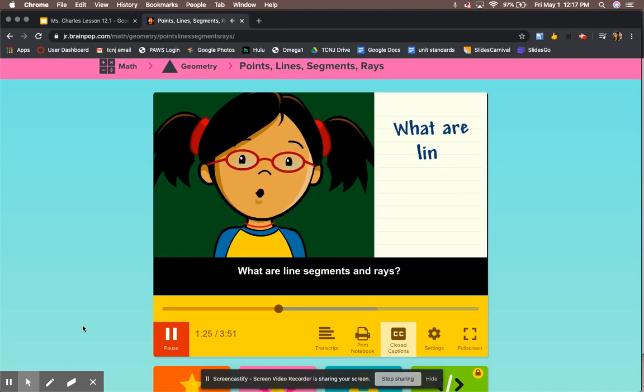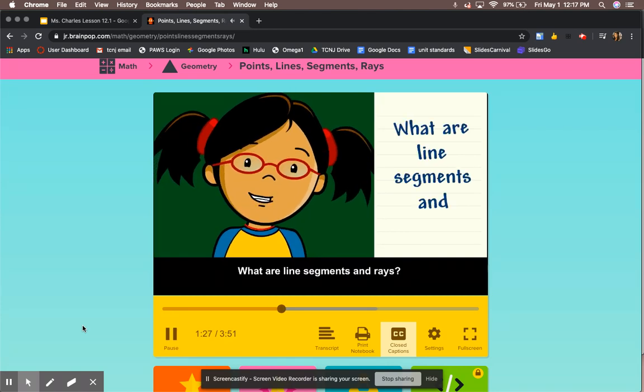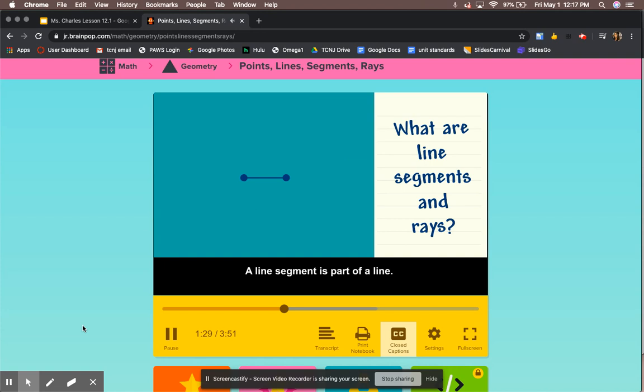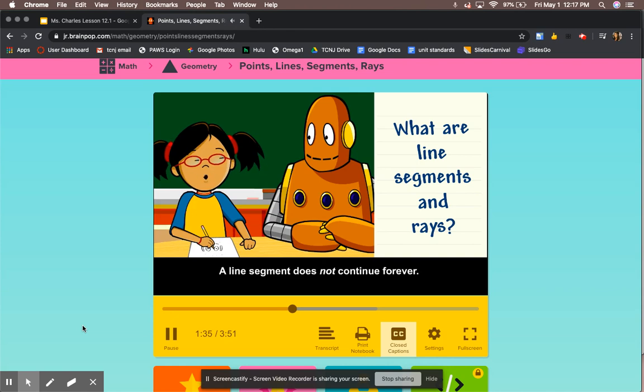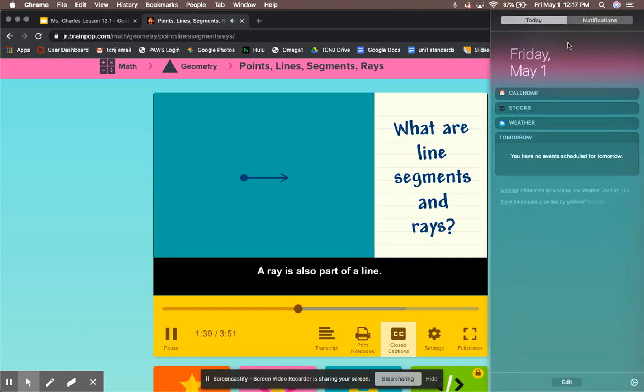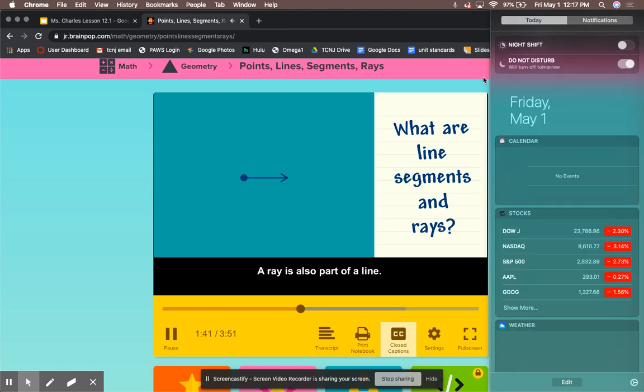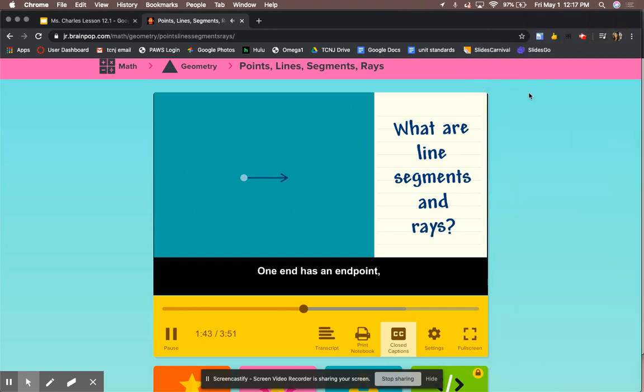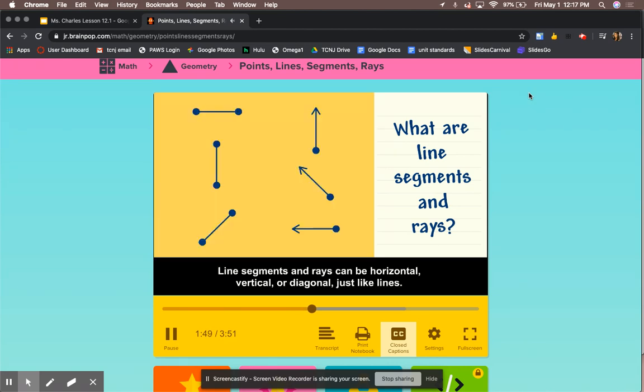What are line segments and rays? A line segment is part of a line. Each end of a line segment has an endpoint. A line segment does not continue forever. A ray is also part of a line. One end has an endpoint, but the other end continues forever. Line segments and rays can be horizontal, vertical, or diagonal, just like lines.